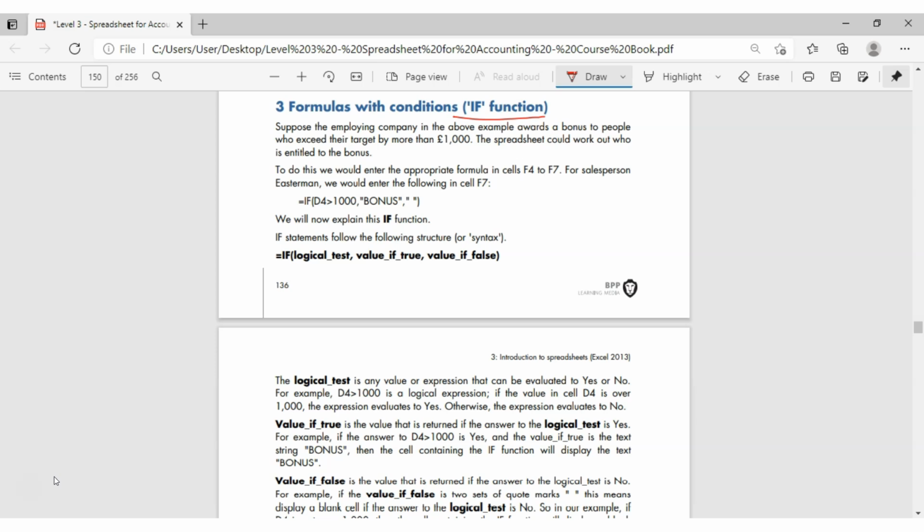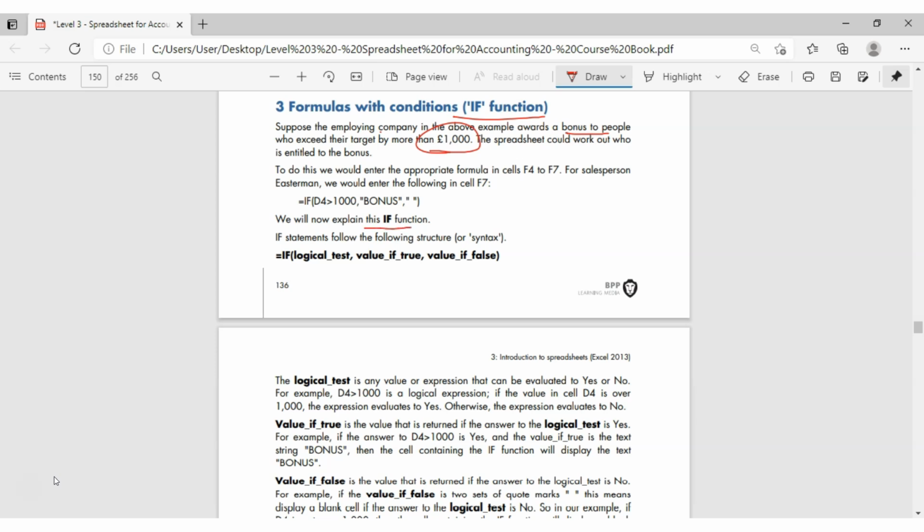In this example, suppose the employing company in the above example gave a bonus to people who exceeded their target by more than £1,000. The spreadsheet could work out who is entitled to the bonus.